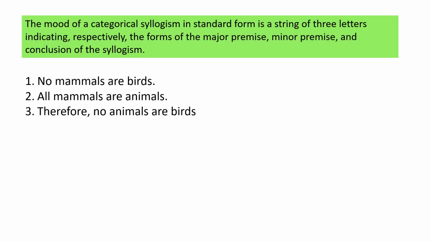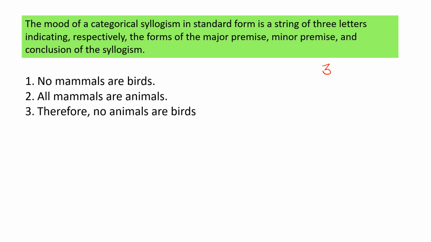Now, what is mood? The mood of a categorical syllogism is a standard form, a string of 3 letters. What is it, a string of 3 letters, students? The form of the major premise, minor premise, and conclusion of the syllogism.